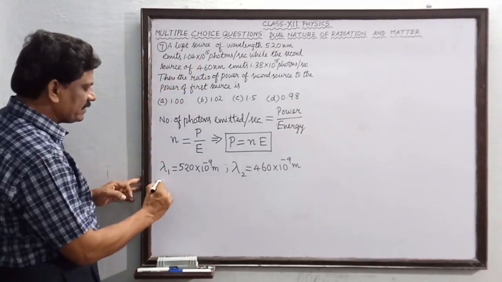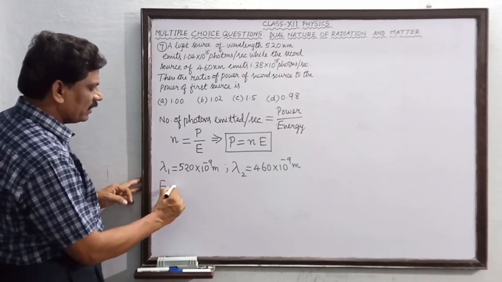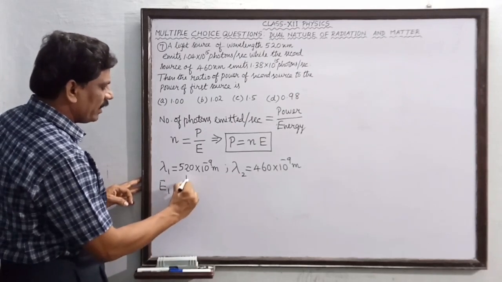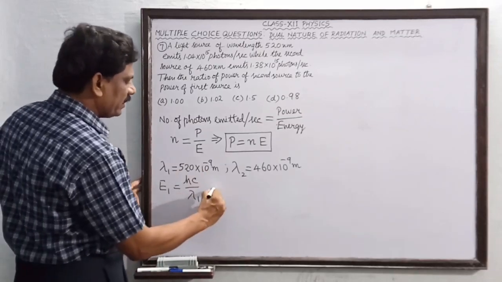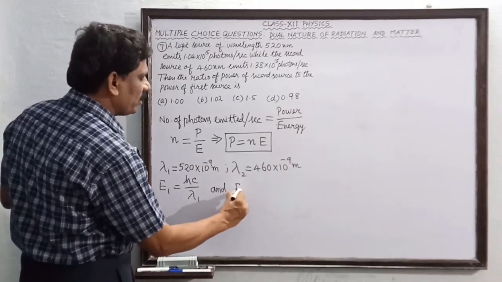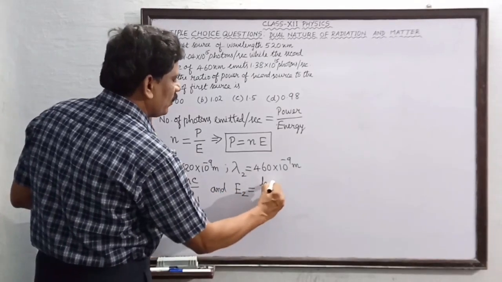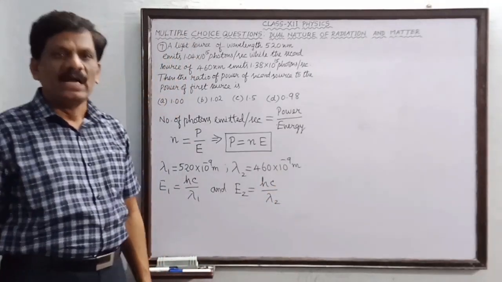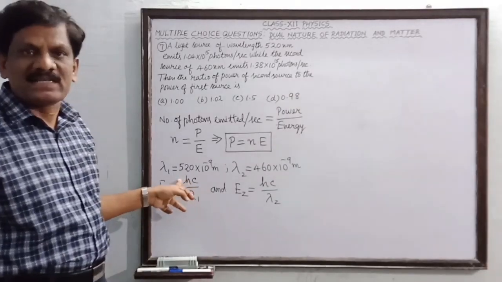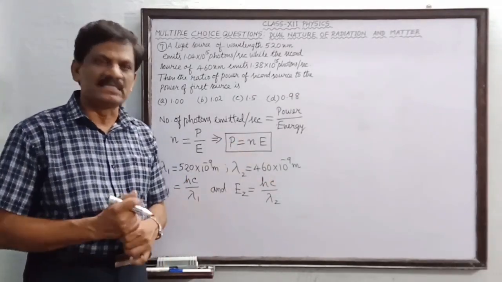Now, the energy incident corresponding to the first wavelength, E1, is equal to hc by lambda 1. And the energy corresponding to the wavelength lambda 2 is given by E2, which is equal to hc divided by lambda 2. h means Planck's constant. c means velocity of light, which is also a constant.